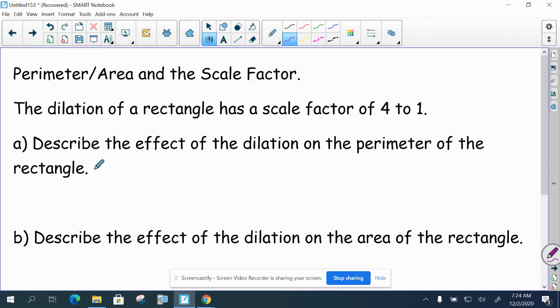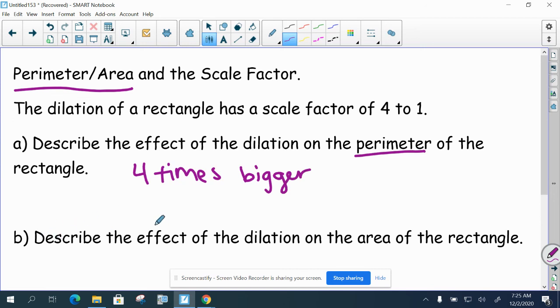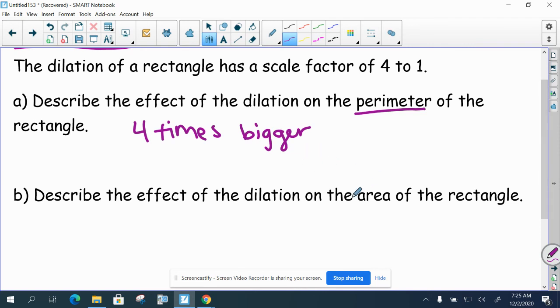All right, and then a couple other things about perimeter and area real quick. The dilation of a rectangle has a scale factor of 4 to 1. And so then the effect of the dilation on the perimeter would be the same. So it's going to be just 4 times bigger. However, the effect of the dilation on the area is going to be whatever the scale factor is squared. So if the scale factor is 4, then it's going to be 16 times bigger.